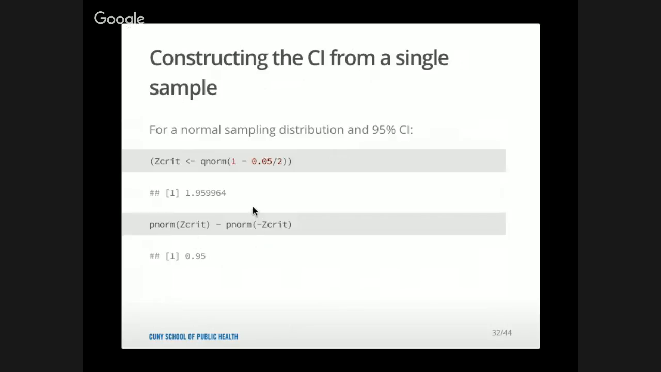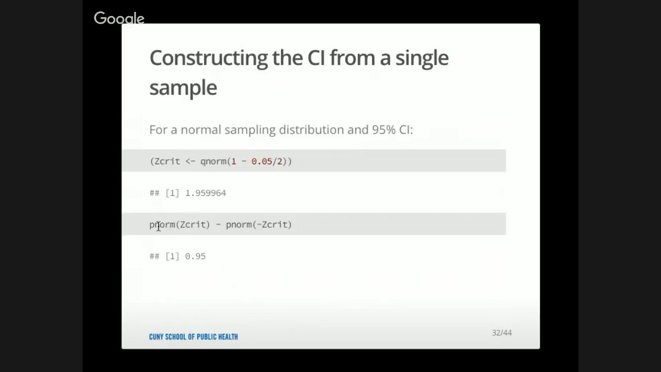So to construct the confidence interval from this single sample, we need the z critical value. There are these Q functions in R. That means quantile. The quantile for a normal distribution, the 0.975 quantile, is 1.96. We can confirm that the probability between 1.96 and minus 1.96 is 95% using the P norm, P standing for probability, for the normal distribution.